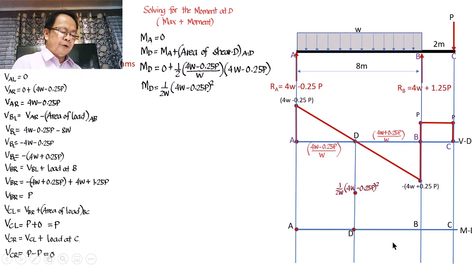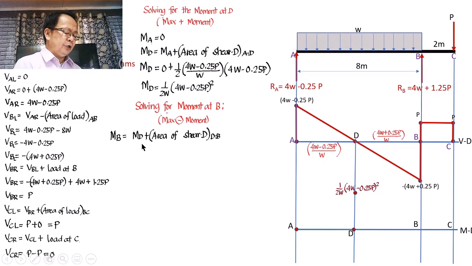So, we can compute for that by applying the definition that the moment at B will be equal to the moment at D plus the area of the shear diagram between D and B. Alin dito yung tinutukoy natin shear diagram? Itong triangular shear na ito, having a base equal to 4W plus 0.25 of W and a height equal to 4W plus 0.25 of W. Kaya pag i-apply natin ito dito, so we have here ating moment at D.